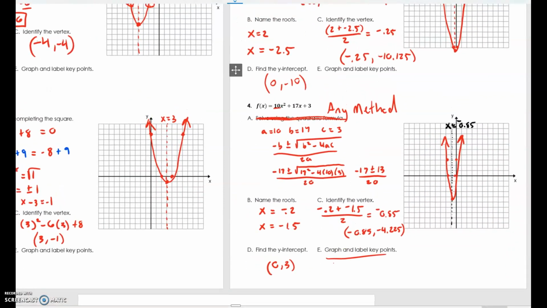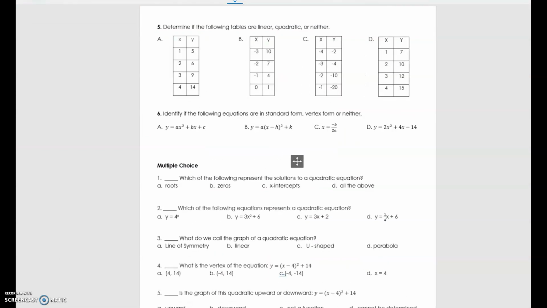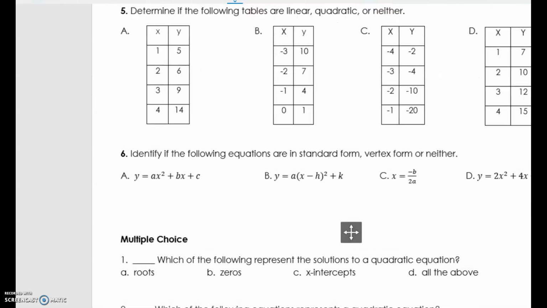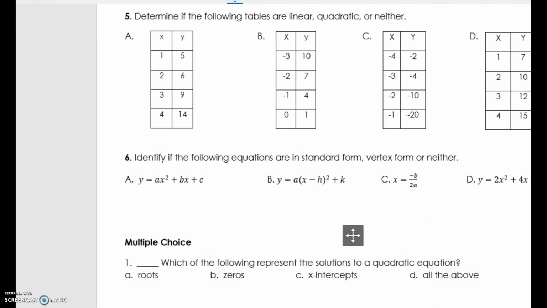Okay, we're going to transition to the last page. Alright, we are on the last page here. Determine if the following tables are linear, quadratic, or neither. So the way that we do that, it's been a while, but we check how they're growing. These are growing by 1 every time in terms of the x's. This is just a plus 1. So let's check to see how these are growing.